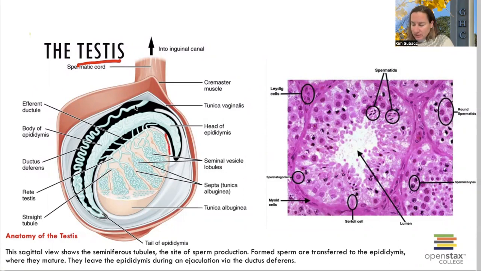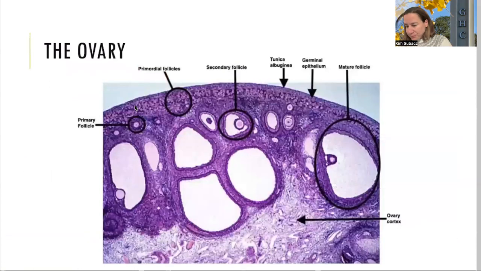So we've got the tunica albuginea, which is kind of like this hard tunic that holds the seminiferous tubules. And the seminiferous tubules are where the sperm is made inside of the testes. So if we zoom in and get to our slide now, these right here are the seminiferous tubules. So here is one tubule, for example.